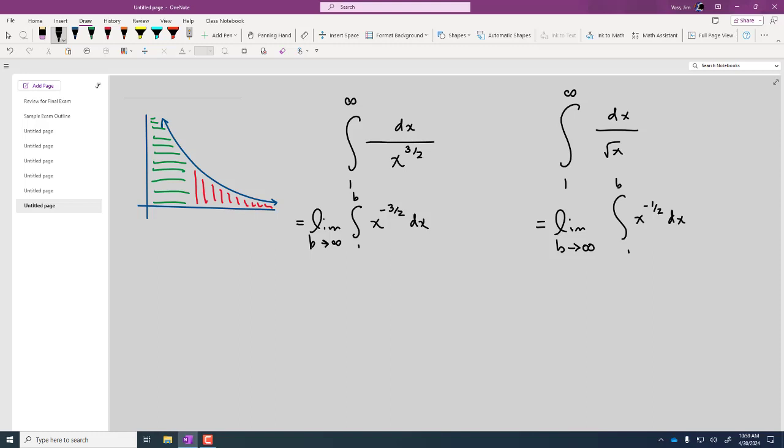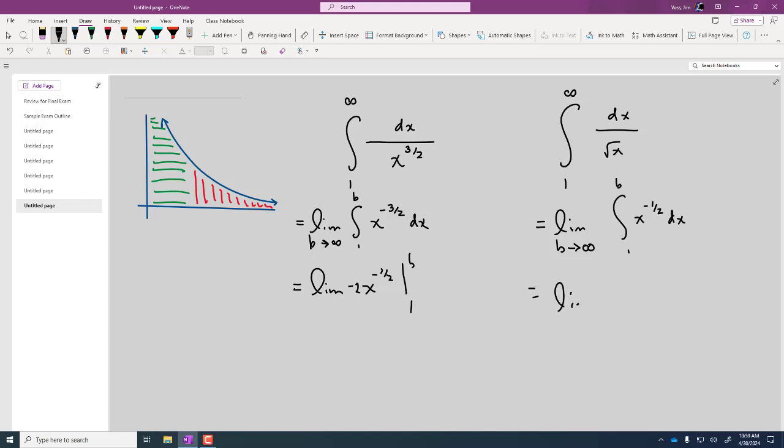Up here you have an improper integral because you have the infinity. Down here you have the limit of a definite integral. It's a definite integral as soon as you have 2 limits of integration. We look at this first one. Add 1 to the exponent and you get -1/2. Divide by -1/2, same as multiplying by -2, from 1 to b.